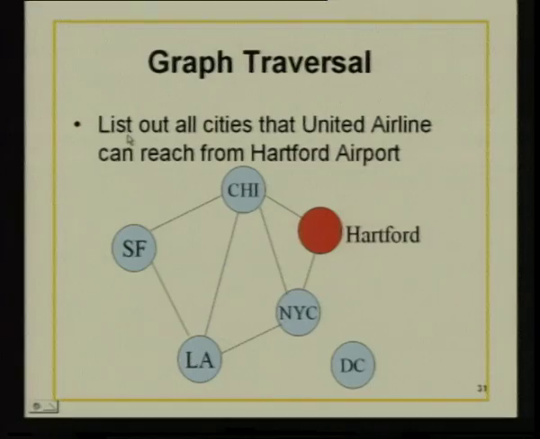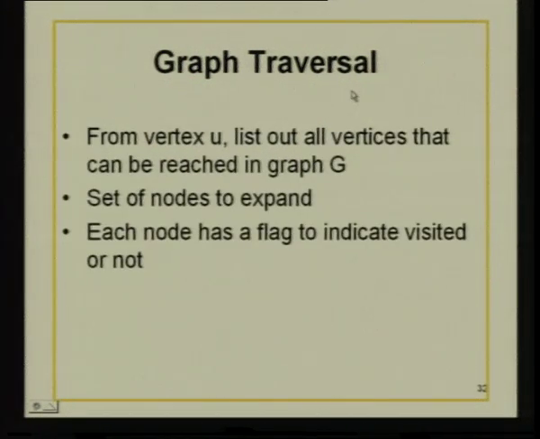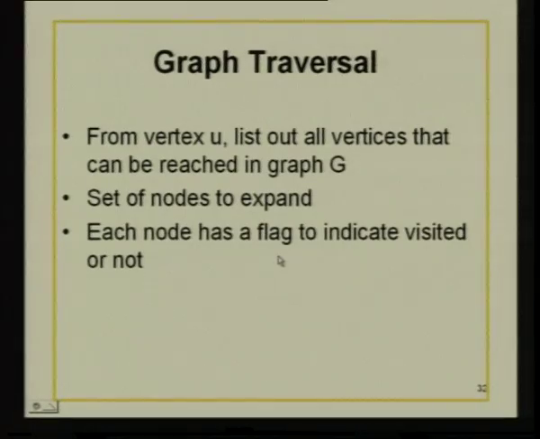In graph traversal, what we do is we list out all the cities that United Airlines can reach from Hartford Airport. So, this is Hartford, which is called the source. You have something called source and destination when we talk about traversal. Now, for graph traversal, we start from vertex u and list all vertices that can be reached from that u in the graph G. So, that means the set of nodes now expands, and each node has a flag to indicate whether it has been visited or not. Remember, traversal means, as we have already seen in tree traversal, you visit a node only once.